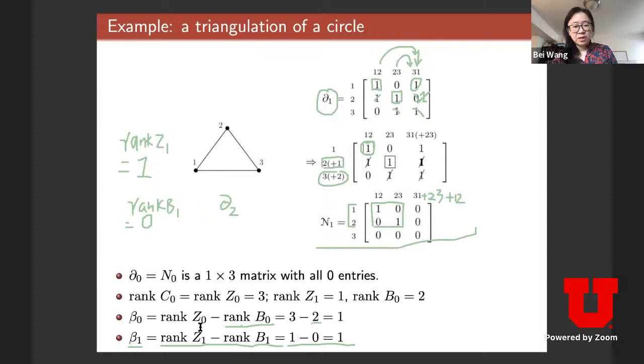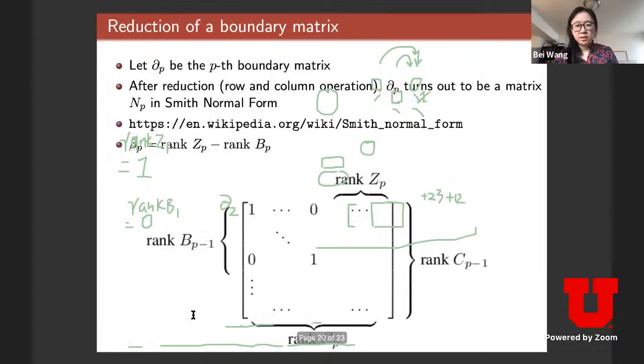Actually, without going through the matrix form, what is Z0? Z0 is the number of zero chains, okay? There are three vertices. So if I think about zero chains, there are three of them. So this is rank three. So that's 3 - 2 = 1. Another way to think about it is that the rank of Z0 has to come from the zero boundary. So what is a zero boundary?